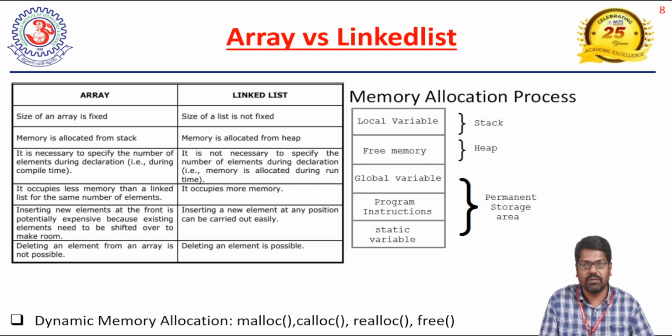Now if you look at that particular memory map, there is a free memory area between local variables and global variables, program instructions and static variables. If you look at the stack memory area and the permanent storage area, there is a free memory area between these two. That particular free memory area is called the heap memory area.